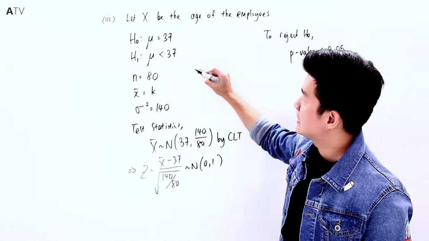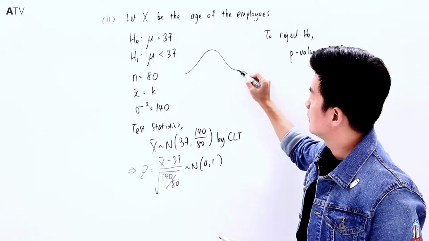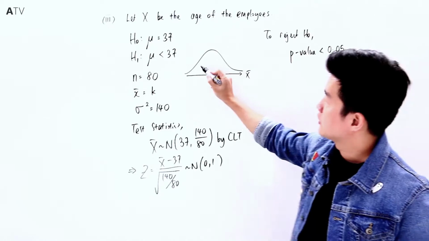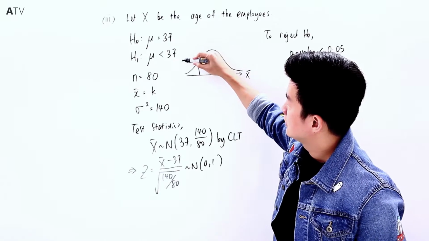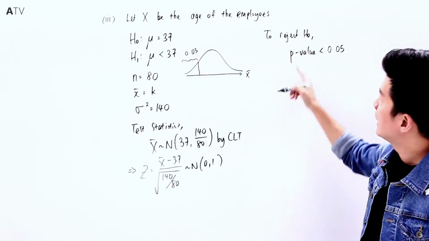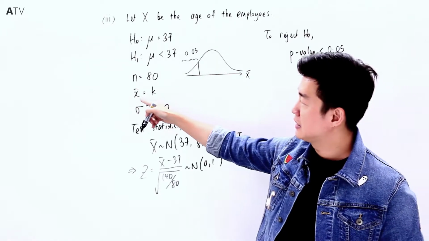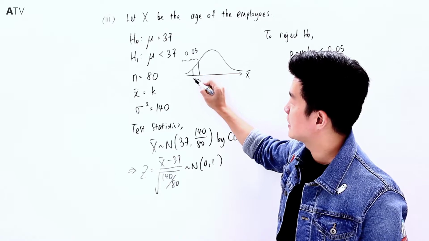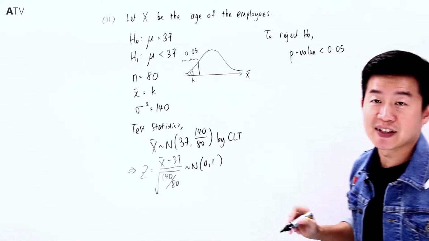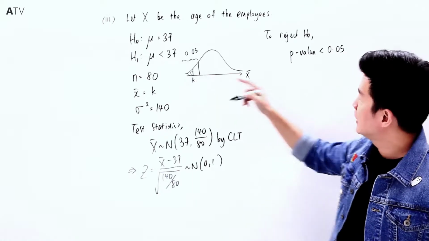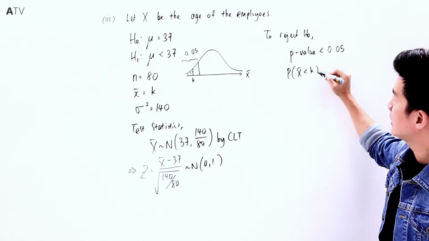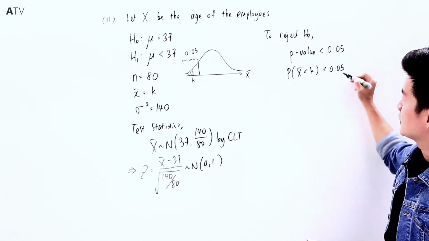What we are looking at here is a left tail test, which means that for 0.05, it is going to be on the left hand side here. This is the critical region. It has an area of 0.05, and since the rejection is happening, that means k must be residing on the left hand side of this value, and this portion here represents the p-value. So p-value will be probability when x bar is less than k. This is less than 0.05.